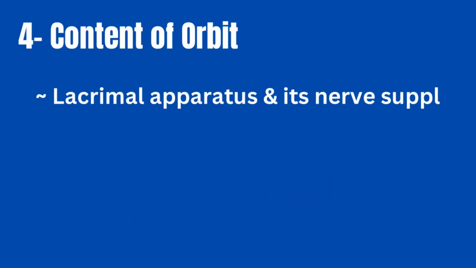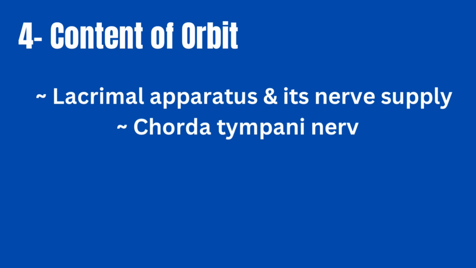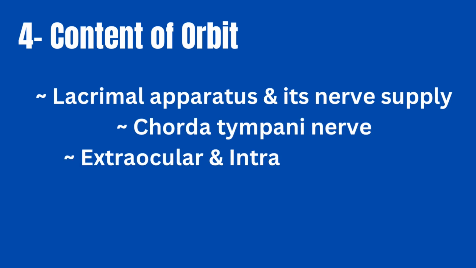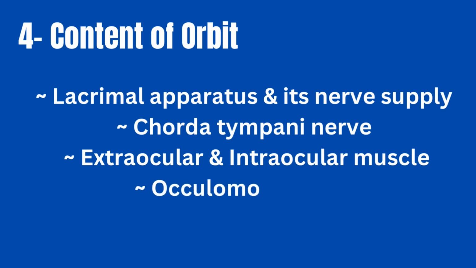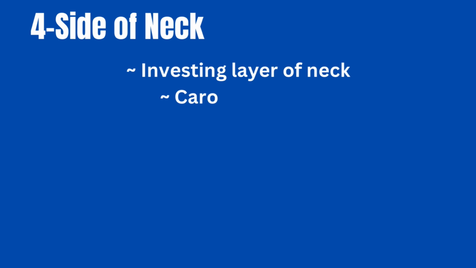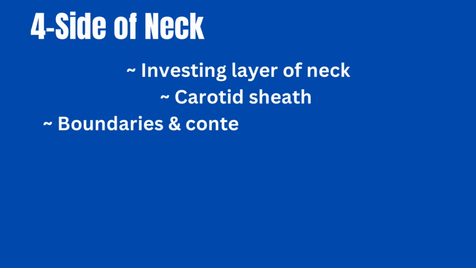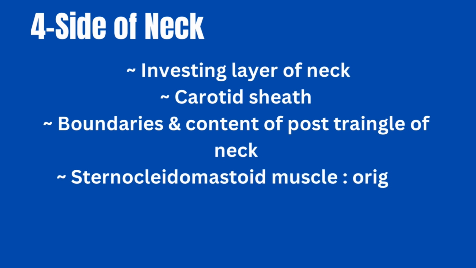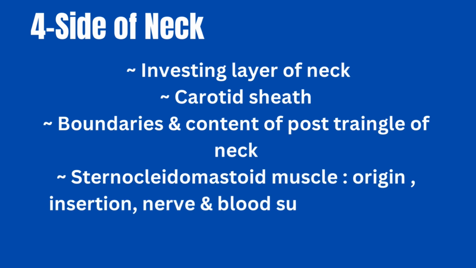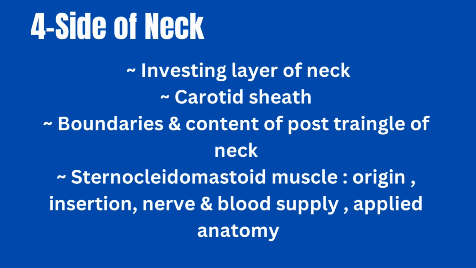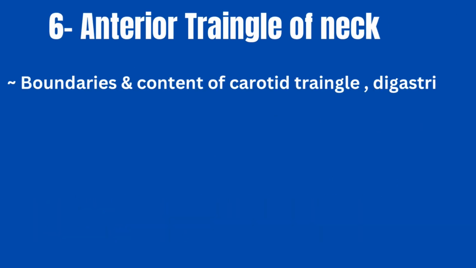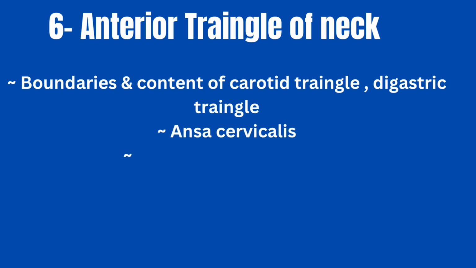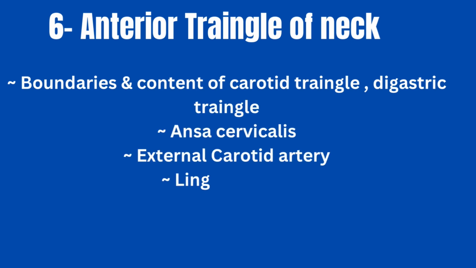For orbit: lacrimal apparatus and its nerve supply, chorda tympani nerve, extraocular and intraocular muscles, which are very important, and then oculomotor nerve. Then side of neck, it includes investing layer of neck, carotid sheath, boundaries and content of posterior triangle of neck, and then sternocleidomastoid muscle, and again its origin, insertion, nerve and blood supply, and then its applied anatomy.